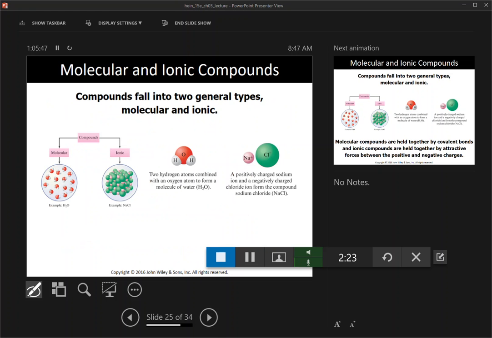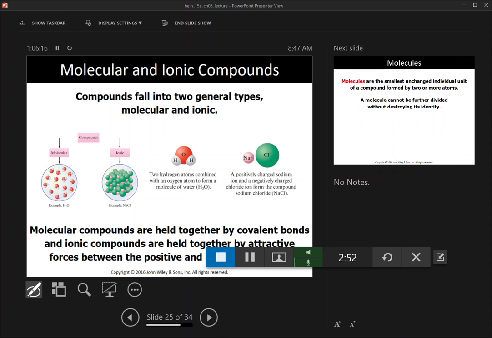Now, there are different ways of classifying and categorizing compounds. One of the classifications is that we classify compounds into two groups, molecular and ionic compounds. For each one of these groups, we want to see what they're made of, how we write their formula, and also how we name them. Molecular compounds are those that are composed of two nonmetals, or a nonmetal and a metalloid. And ionic compounds are those that are composed of a metal and a nonmetal.